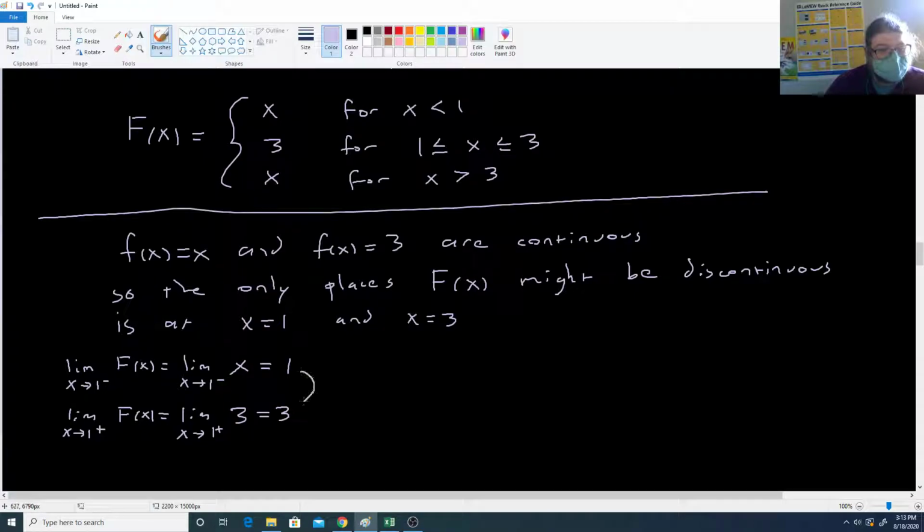So here, these are not equal, which means we have a jump discontinuity. So we're going to have a jump discontinuity at 1.